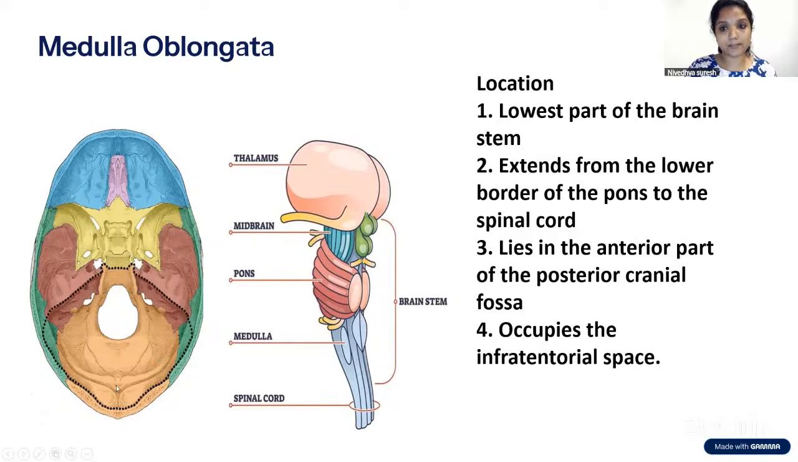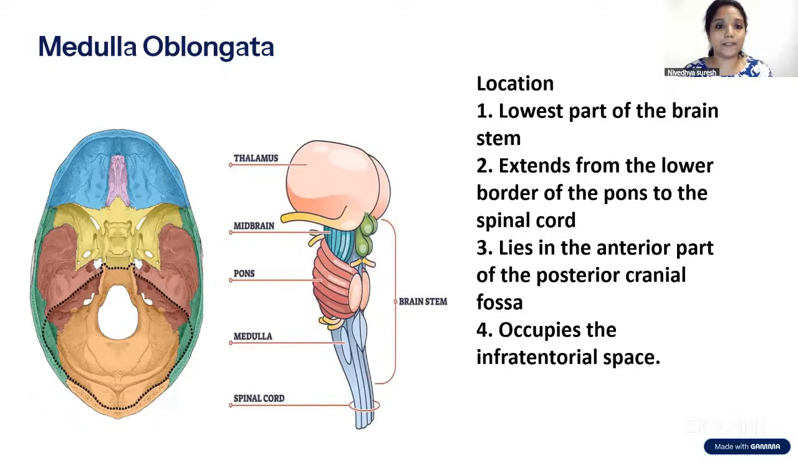So the medulla oblongata is situated in the posterior cranial fossa. Okay, this is the posterior cranial fossa, and it occupies the infratentorial space. It is situated in the lower part of the brainstem, and it extends from the lower border of the pons to the spinal cord. This is the spinal cord, and this is the pons, this is the upper border, and this is the lower border.